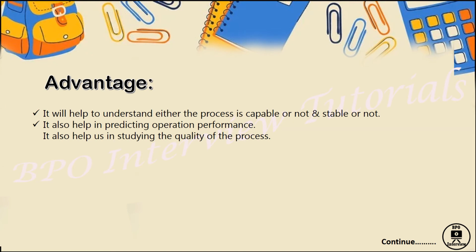Moving to the advantages, this will help us to identify whether the process is capable or not. It will also help us to identify the performance of the operations, whether the performance is going to be high or coming down. So we can do prediction over here, and it will also help us in understanding the quality of the process. This is again theoretical information about the control chart.